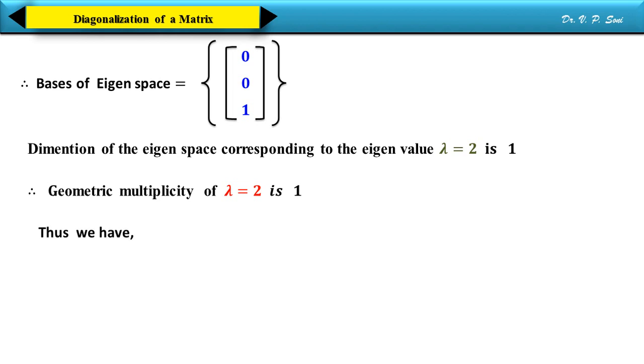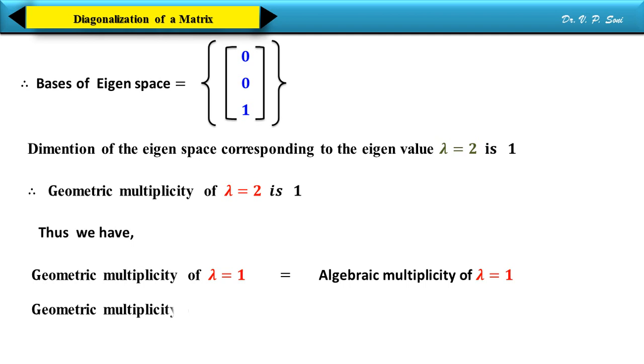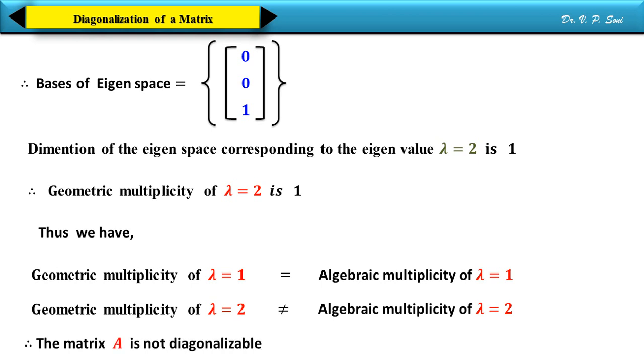Thus we have geometric multiplicity of lambda equal to 1 equal to algebraic multiplicity of lambda equal to 1, and geometric multiplicity of lambda equal to 2 is not equal to algebraic multiplicity of lambda equal to 2. Therefore the necessary and sufficient condition for the matrix to be diagonalizable is that the geometric multiplicity equal the algebraic multiplicity for each eigenvalue. Thus the matrix A is not diagonalizable.